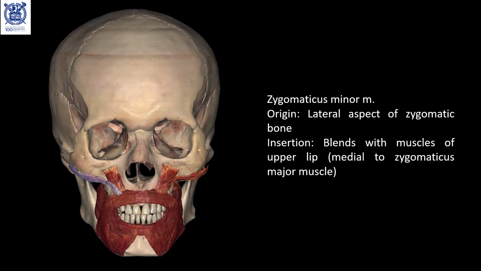Zygomaticus minor muscle. This muscle originates from the zygomatic bone, specifically the lateral aspect of the zygomatic bone, which is lateral to the origin of the levator labii superioris muscle. It inserts into the outer part of the upper lip and blends with the other muscles of the upper lip, medial to the zygomaticus major muscle. It is innervated by the facial nerve. The zygomaticus minor muscle draws the upper lip up, back, and out, such as during smiling. It is sometimes referred to as the zygomatic head of the levator labii superioris muscle.